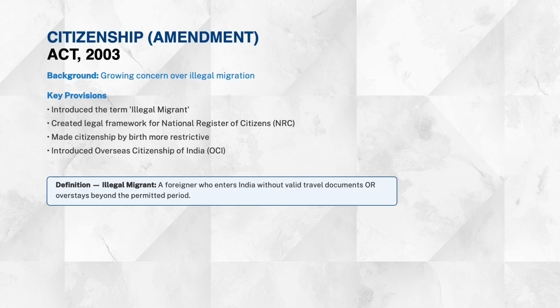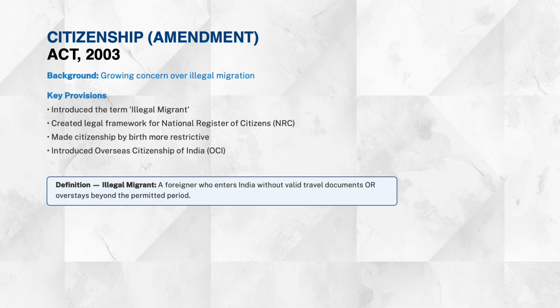Now the 2003 amendment. We have the 1986 amendment. Amendment means changes to the Citizenship Act 1955. So 1986 amendment, 1992 amendment, right? The 1986 amendment added one condition that either parent should be Indian. In 1992, before that, only the father was the condition for citizenship through descent, but they added father and mother. And now we come to 2003.